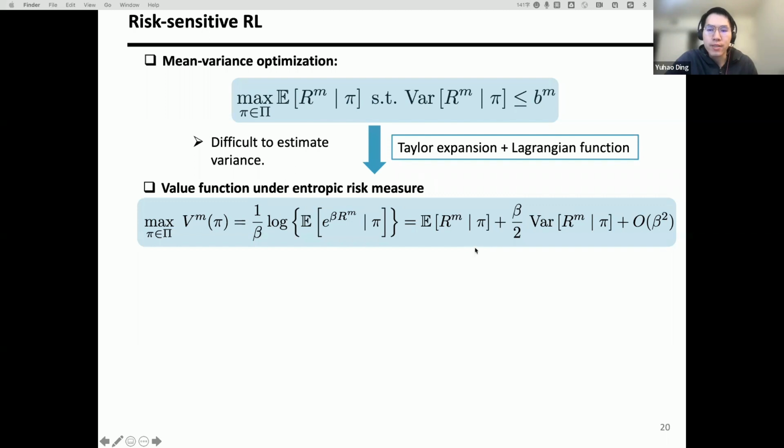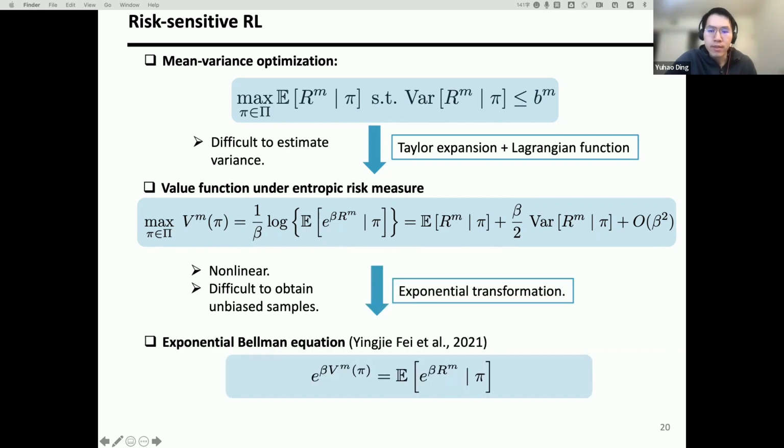However, such a formulation is still intractable due to the nonlinearity and nonlinear coupling of this log operation, expectation, and this exponential operation. And therefore, it is still difficult to obtain unbiased samples for this term. And to further address this issue, we take the exponential transformation on both sides. Instead of working directly on the value function under the entropic risk measure, we can work on the exponential of the value function, which is apparently straightforward to sample and estimate.